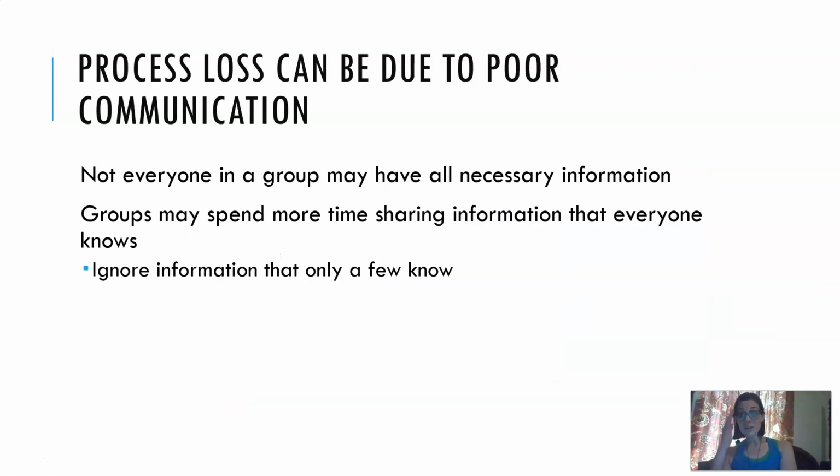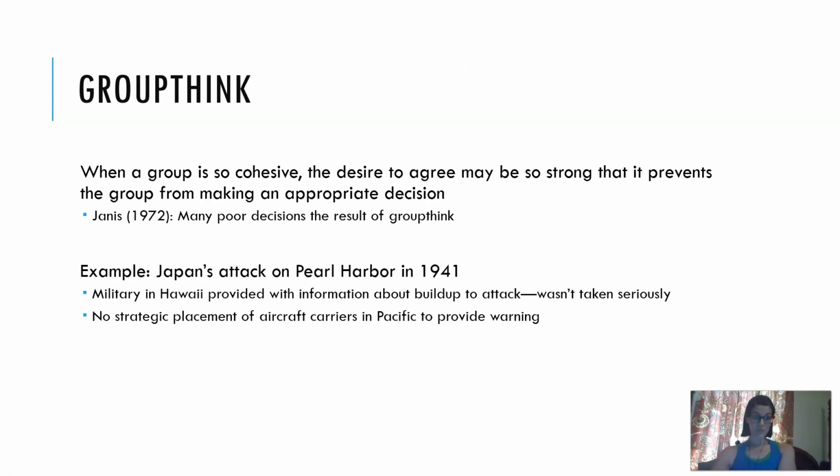Now, process loss can also happen because of poor communication. Not everybody in the group may have all of the information that is necessary. And so what ends up happening because of this is that the groups may end up spending more time sharing information that everybody already knows rather than sharing information that not everybody does. They may choose to ignore information that only a few people know.